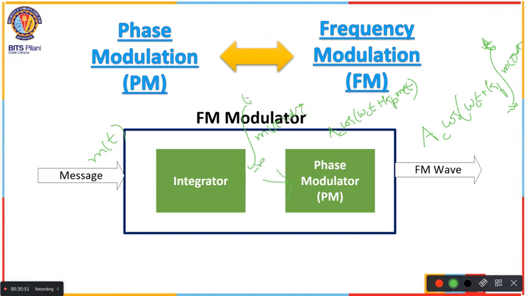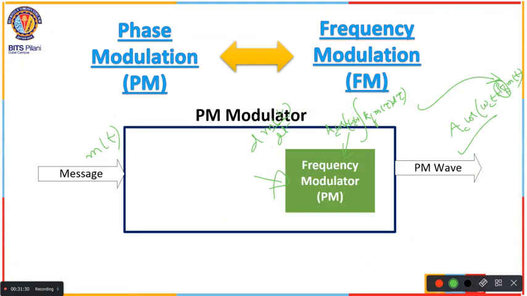When this is given as input, your m of t is replaced by this. When m of t is replaced by this, what are you going to get? FM wave. Now have you understood how to get FM wave from PM and PM wave from FM? This is the way you get it. Either use an integrator or a differentiator, and get one from the other. That's why I told you FM and PM are the same. Both are same, only the representation differs. That's all.